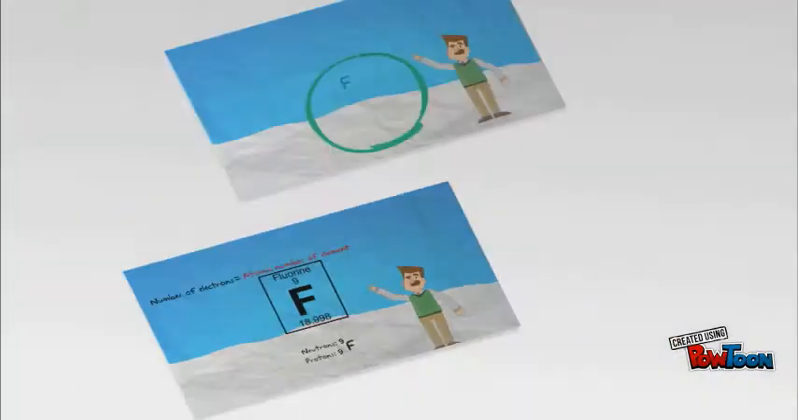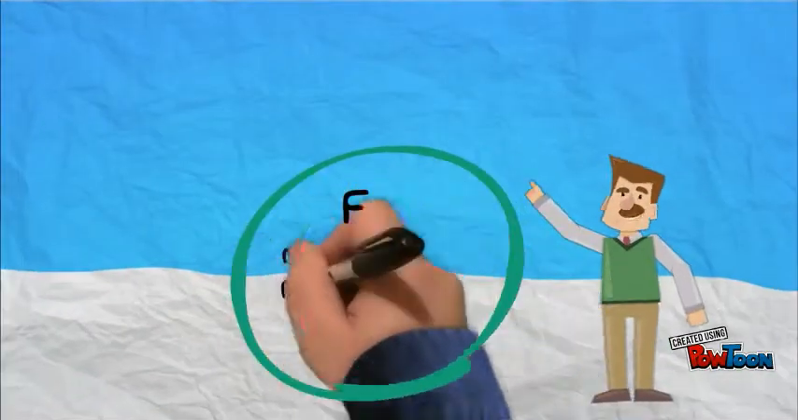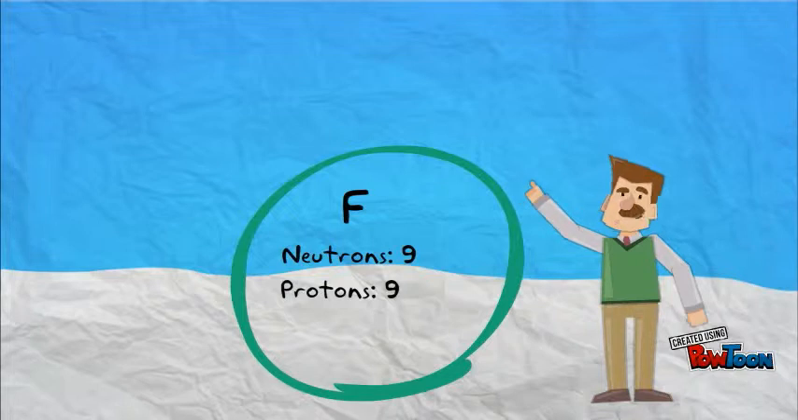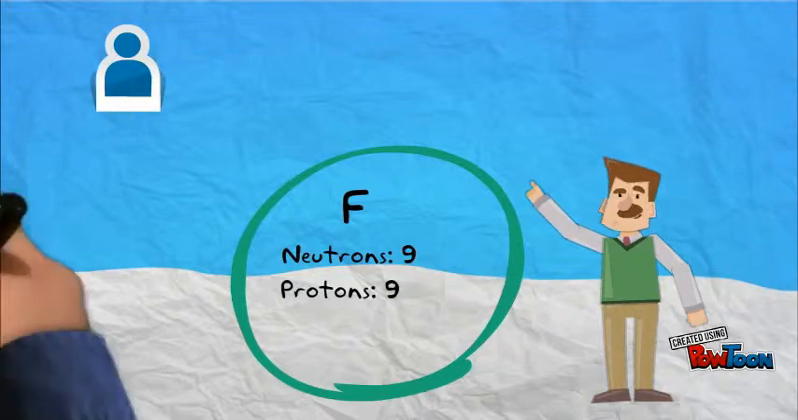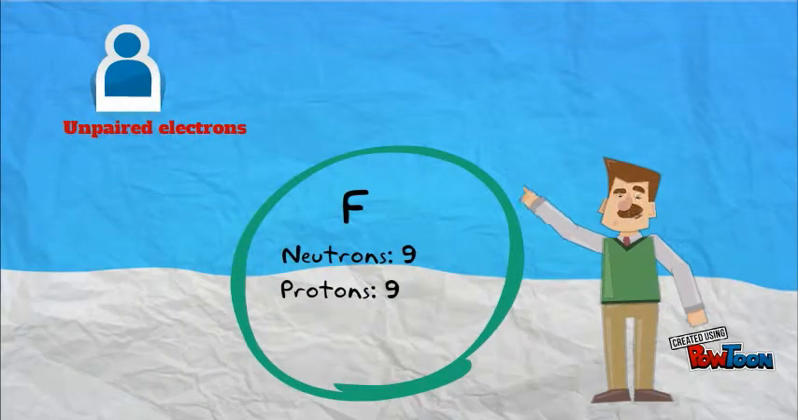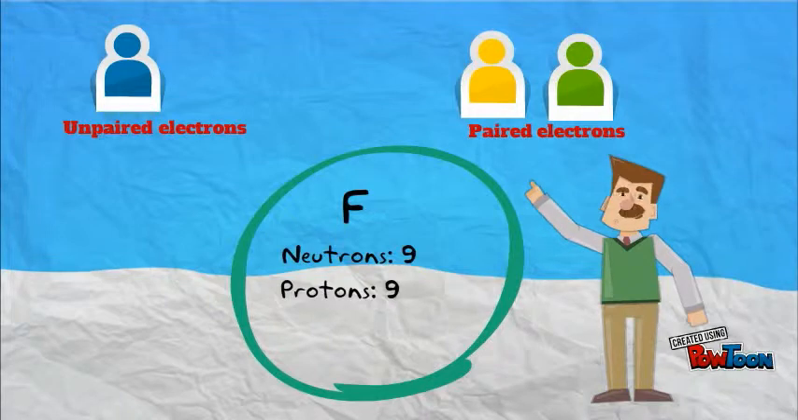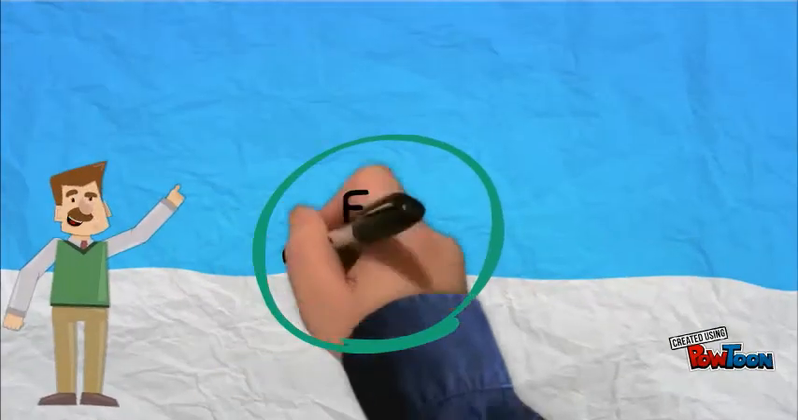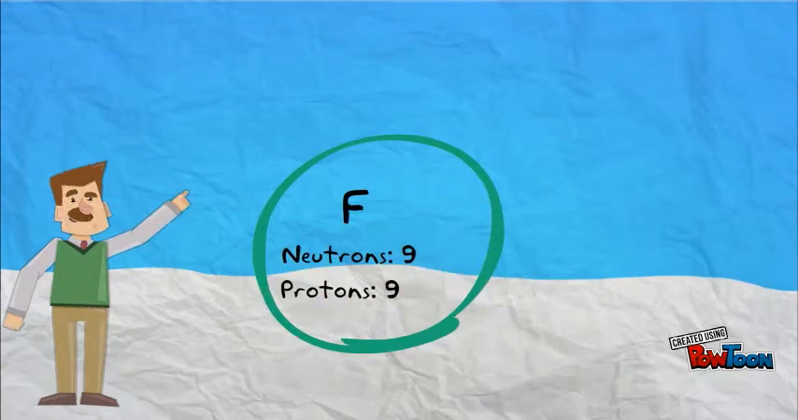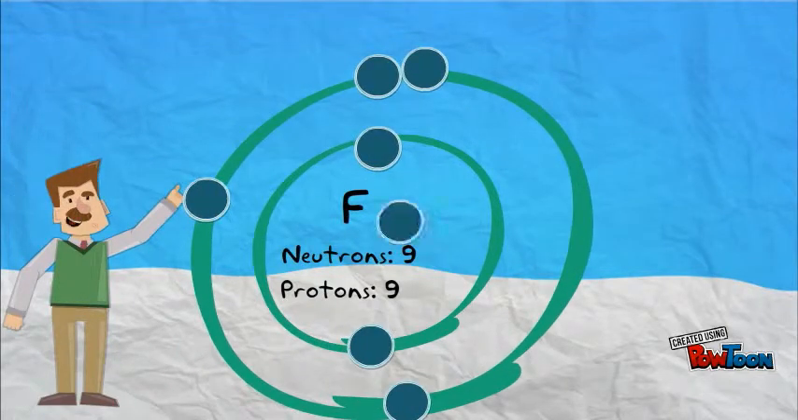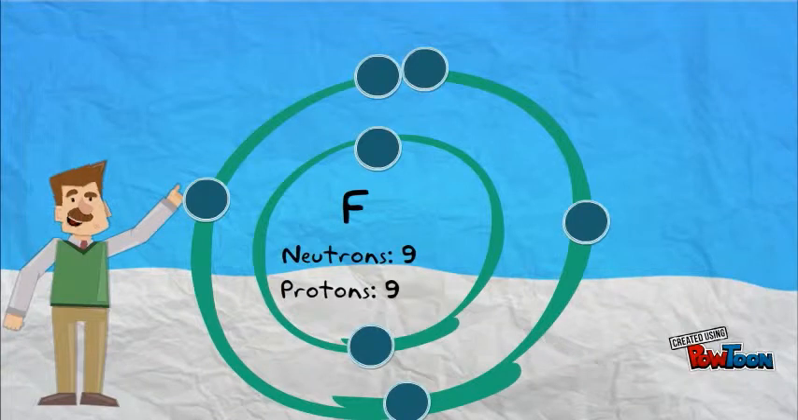When drawing your electrons, remember to pair them as much as possible. Single electrons are called unpaired electrons, and two electrons together are called paired electrons. Another thing to remember is you can only have 2 electrons in the first shell, and a maximum of 8 in the second shell. If you get over 8, you have to draw another shell. Fluorine has 9 electrons, so here's how you would draw it. Fluorine has 7 valence electrons.